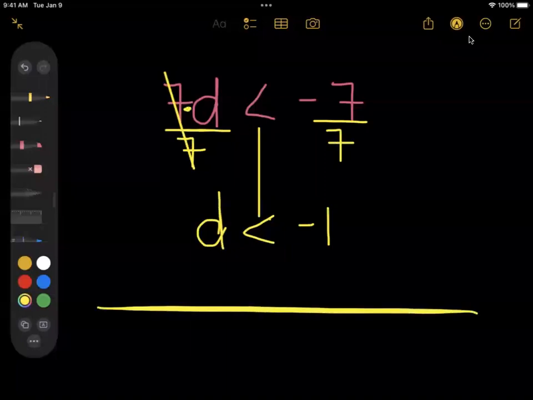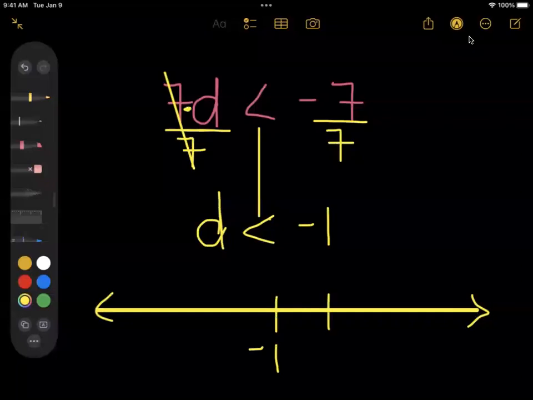Let's go ahead and graph it on the number line. So I'm going to put that number right in the middle, -1. Put a couple numbers on both sides. So I might put 0 here, 1 here, -2 here, -3 here, just to fill it in.